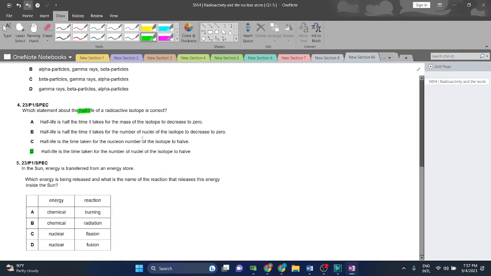Moving on. Question 5. In the sun, energy is transferred from an energy store. Which energy is being released and what is the name of the reaction that releases this energy?